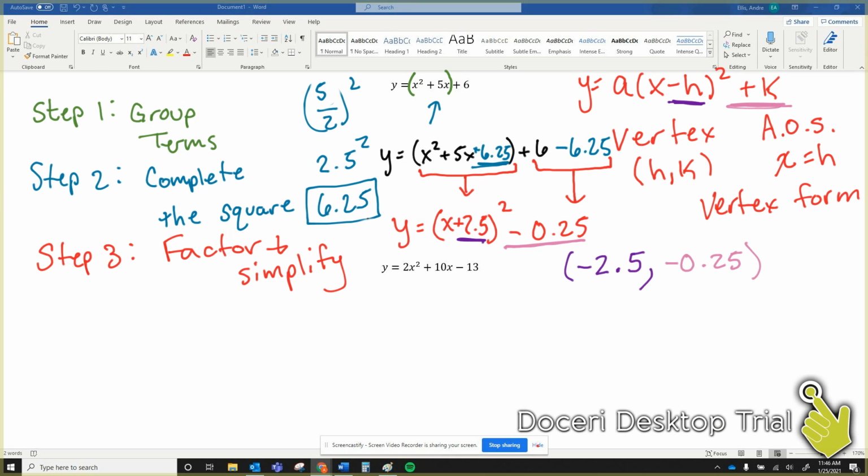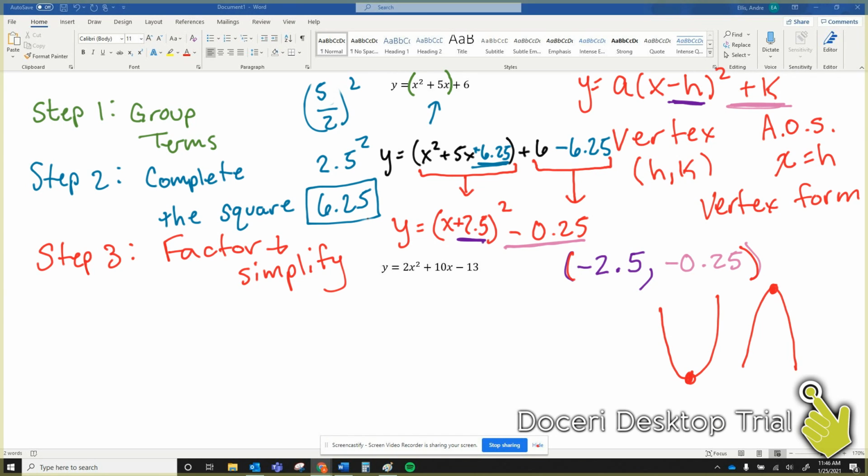Now the vertex of my parabola, if I were to graph it, is right here. Negative 2.5, comma, negative 1/4, or negative 0.25. And again, the vertex is the lowest point or it's the highest point, depending on whether your parabola opens up or down.